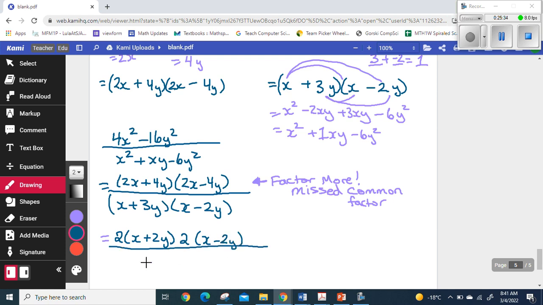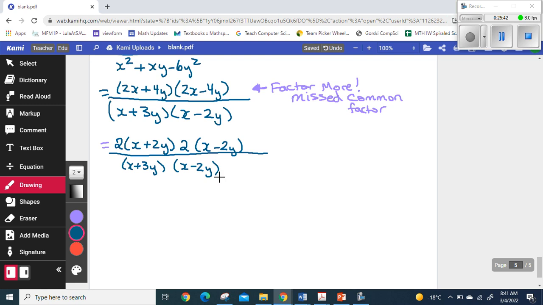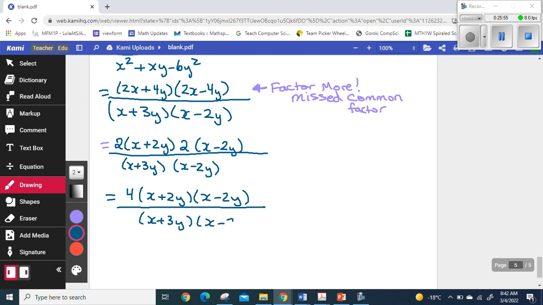All divided by, I haven't done anything to the denominator, but since I didn't do this as an aside, I'm going to do it all together. 2 times 2 is 4. We'll put that out front. And then that gives me my x plus 2y, x minus 2y, all divided by x plus 3y, x minus 2y. Do I have any that cancel? I do. Let's highlight them. I like highlighters. So I have an x minus 2y, and I have an x minus 2y. So those ones can cancel.